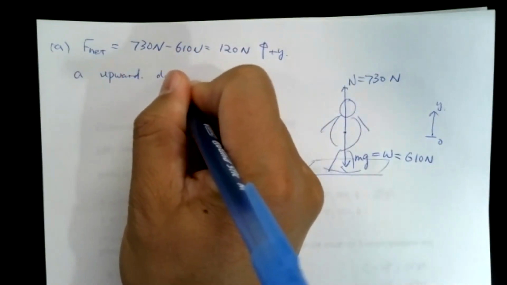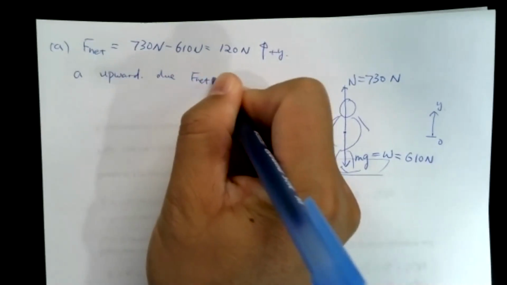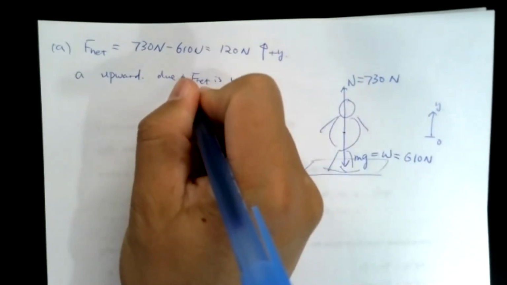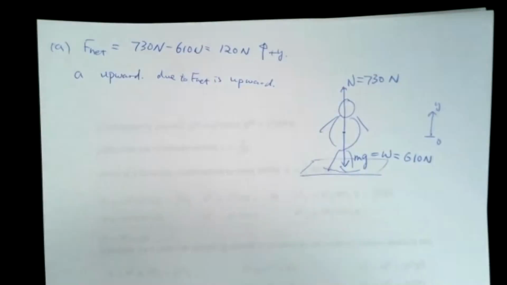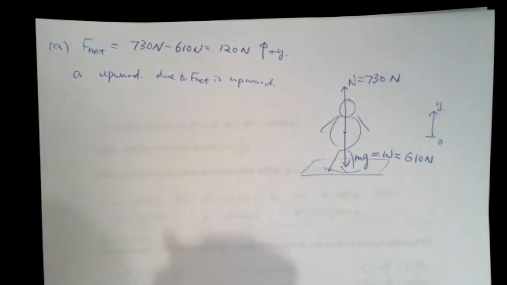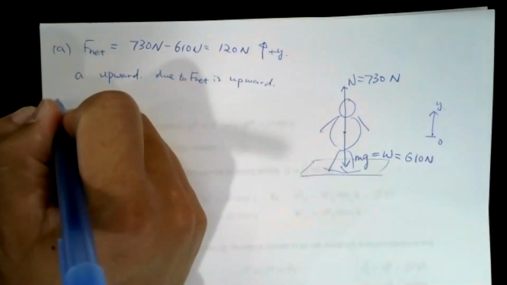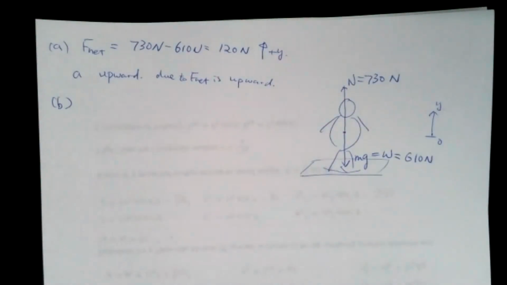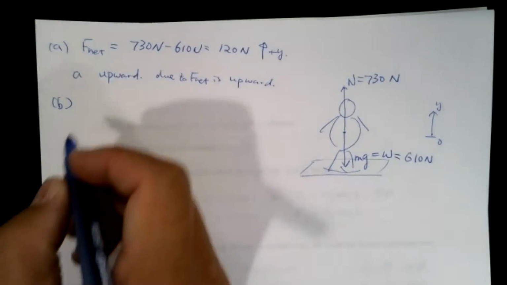That's because the net force is upward, okay? And because your acceleration is the same as the elevator's, the elevator should also have this upward acceleration, okay? B is asking what's the magnitude.